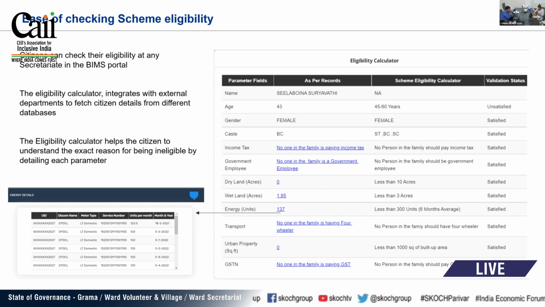So very reliable and very much citizen centric. Whenever they want to check, even the scheme calendar is also given 1 year beforehand. So whenever the scheme is about to come, they can check this. And if there is a grievance for them also, they can raise.